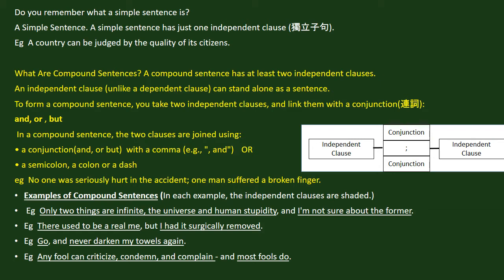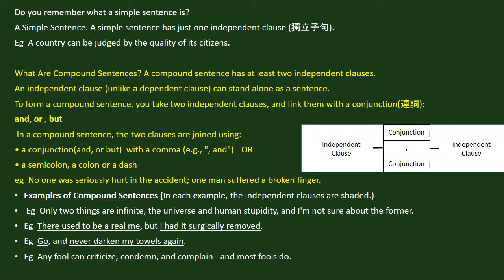What is the difference between a simple sentence and a compound sentence? A simple sentence has just one independent clause, but a compound sentence has at least two independent clauses. So what is an independent clause? Unlike a dependent clause, an independent clause can stand alone as a sentence. And in order to form a compound sentence, you take two independent clauses and then link them with a conjunction.